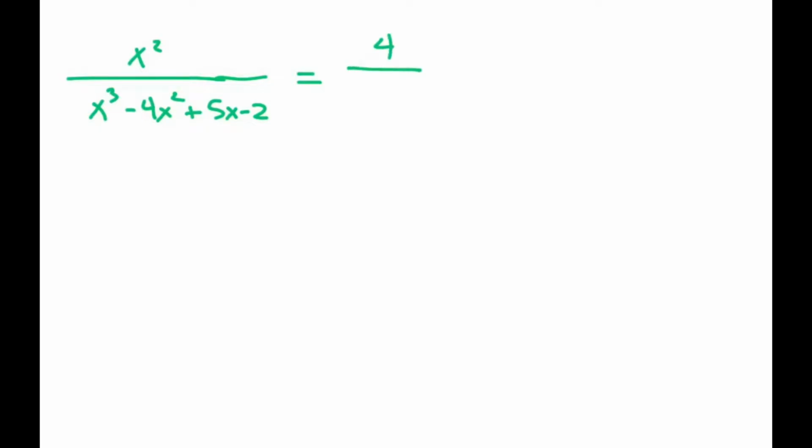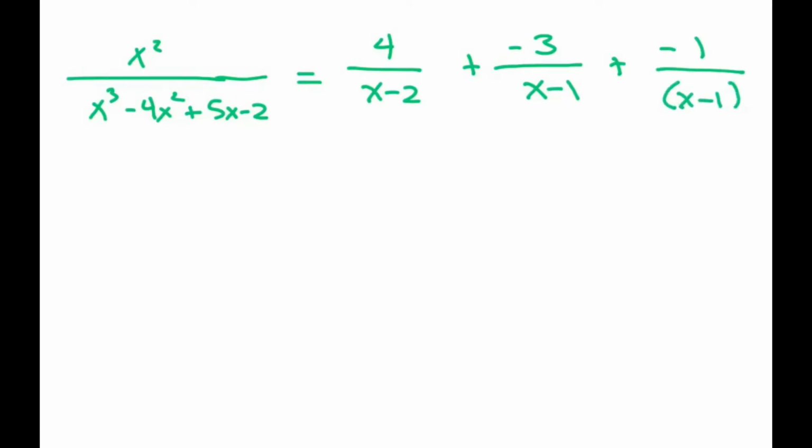And now we just plug it in. And so you get x squared divided by x cubed minus 4x squared plus 5x minus 2 equals my a, which is 4, divided by x minus 2 plus b, which was negative 3, divided by x minus 1. And my c was negative 1, and then we divide that by x minus 1 squared.